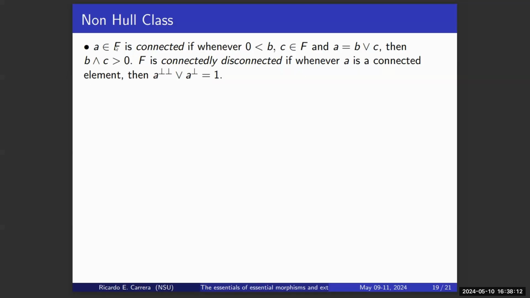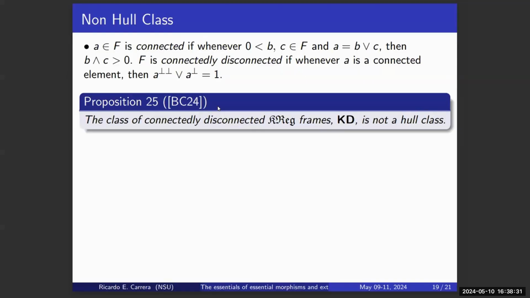So take an element A in F. I'm going to say it's connected if whenever you take B and C greater than 0, and A is equal to B sup C, then their inf is greater than 0. So F is connectedly disconnected if whenever A is a connected element, then A perp sup A perp equals 1.